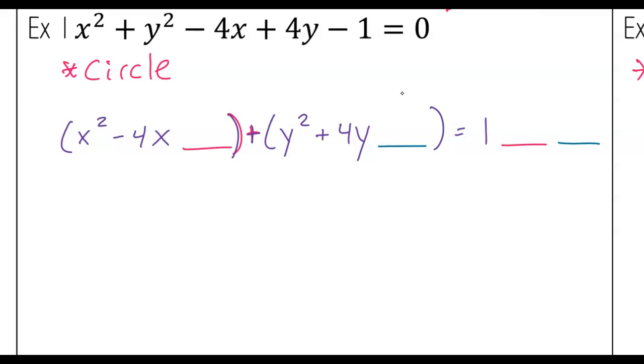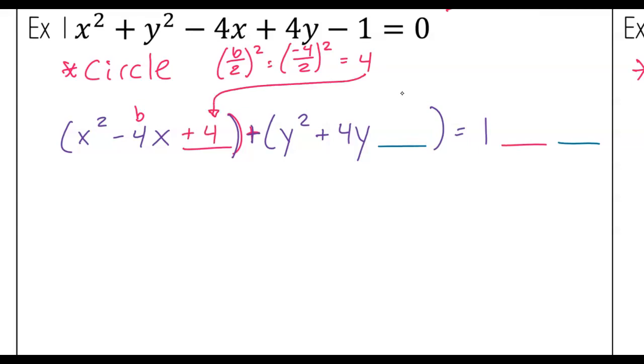Yes, divide the b value, which is -4, by 2, and then square it. So, what value do I need to add in? 4. Yes, that's what I'm going to add in to the x quadratic. And because I added it on the left, I must add it on the right.